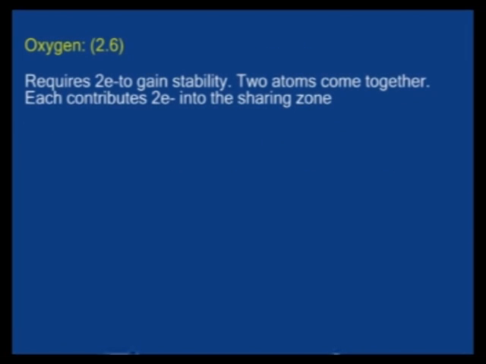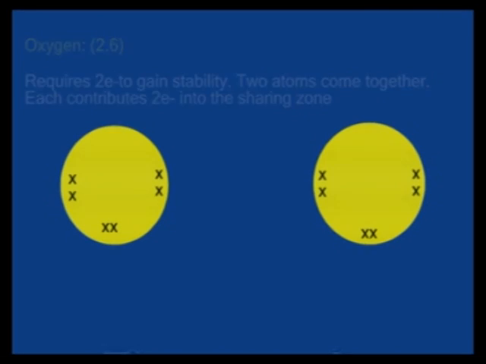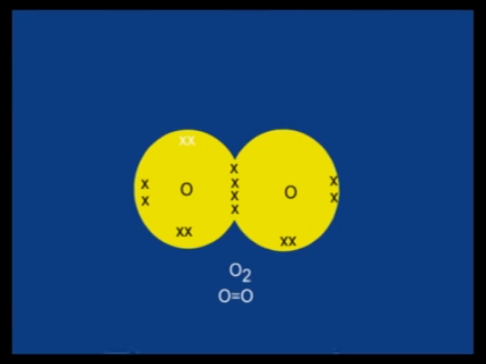Let us see more examples, and we start with oxygen with configuration of 2,6. The oxygen atom requires two electrons to gain a stable configuration. What happens is that two atoms come together, each contributes two electrons in a shared pair, and we have an oxygen molecule.